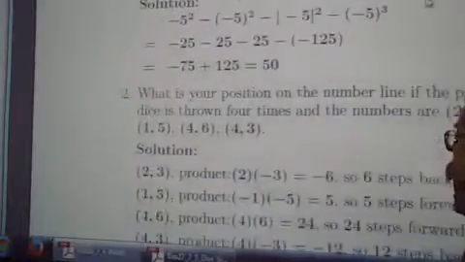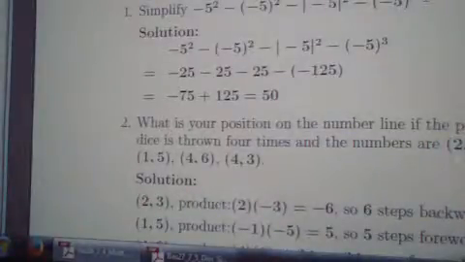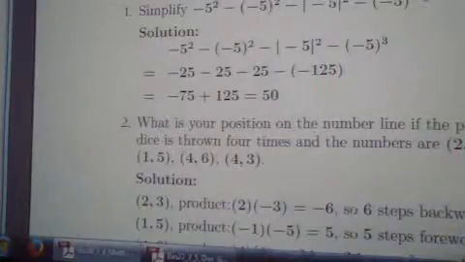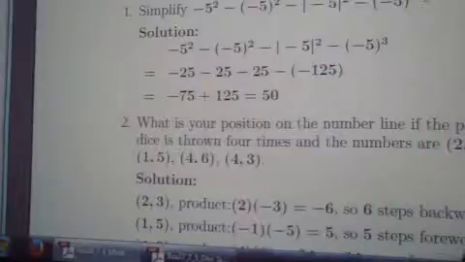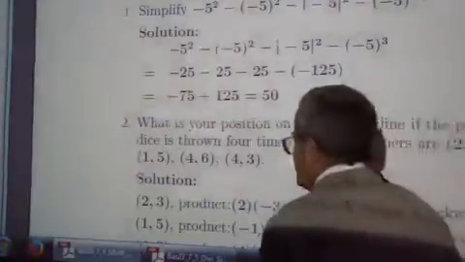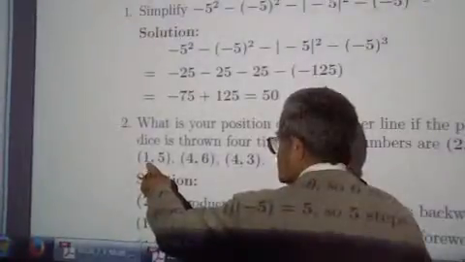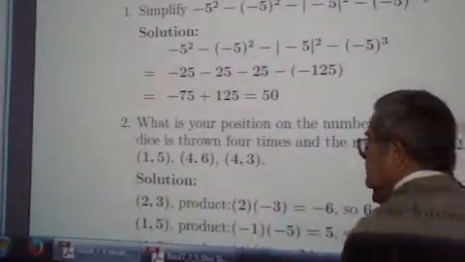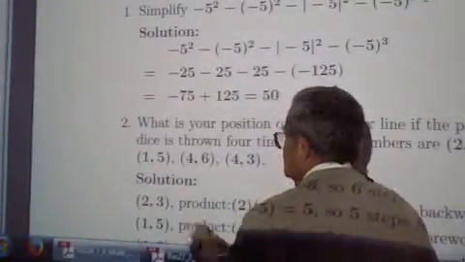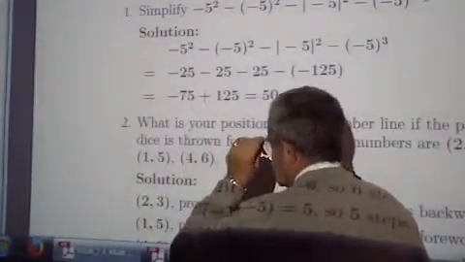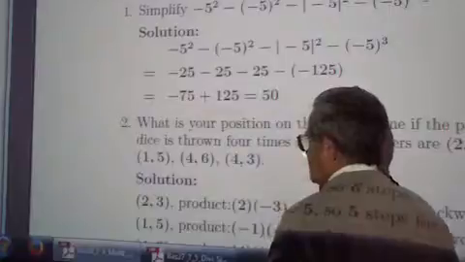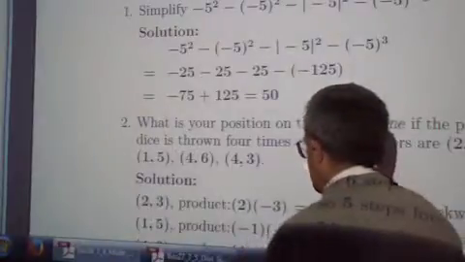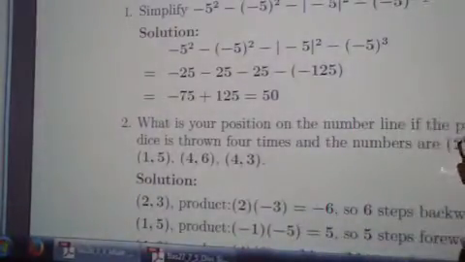What is your position on the number line if the pair of dice is thrown 4 times and the numbers are 2 and 3? The way I made it up, if you have an odd number that's a negative, so negative 1, negative 5, and you multiply the 2, that's a positive number, you move forward 5 steps. A negative number times a negative number is a positive number. 4 times 6 is 24, positive 24. You go forward another 24 steps.